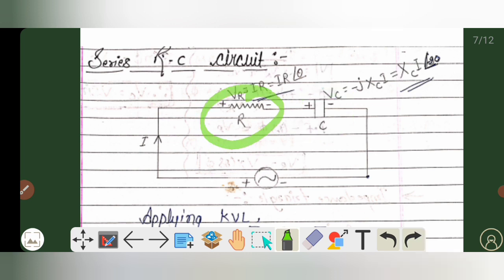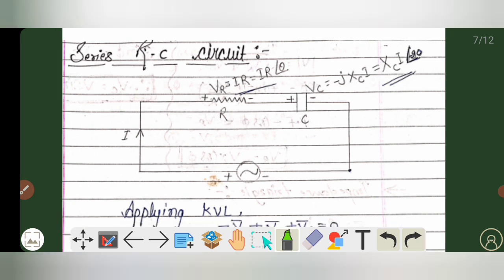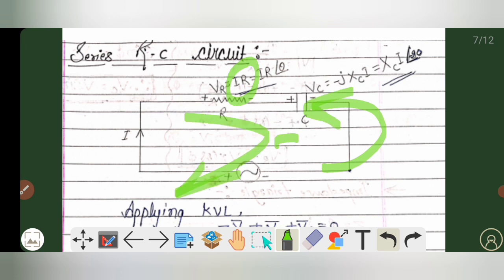Now my dear friends, as we know, VR is equal to IR, and we can say it as IR at angle 0 degree. And now we can say VC is equal to minus jXC into I, or XCI at angle minus 90 degree. Now my dear friends, as we know, angle measured in anti-clockwise direction is taken as positive, and angle measured in clockwise direction is taken as negative.